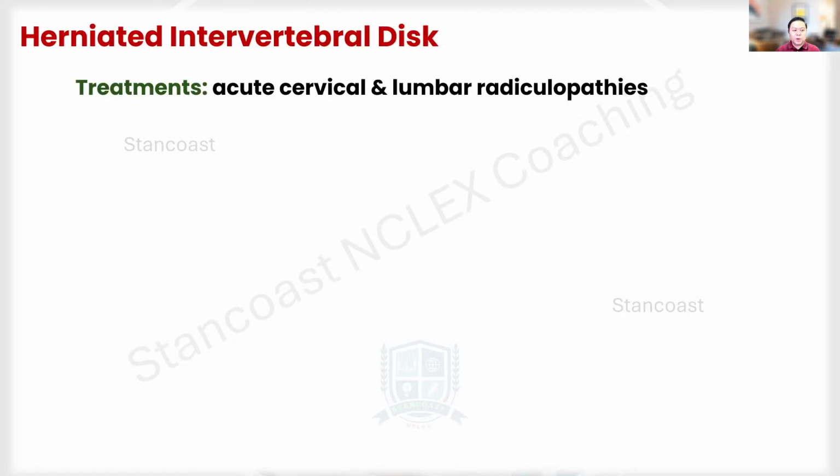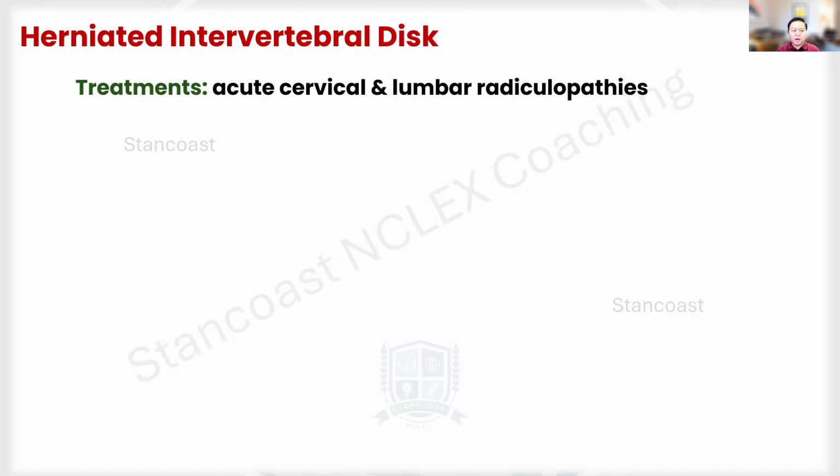Now let's talk about the different treatments here. When we are going to approach this, especially in the acute onset of the herniation, we will encounter a patient that might have acute cervical or lumbar radiculopathies. And if we are going to define what a radiculopathy is, this is basically the involvement of the nerve root in the cervical spine, or it could involve the nerve root of the lumbar spine.